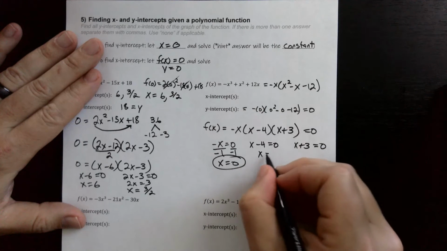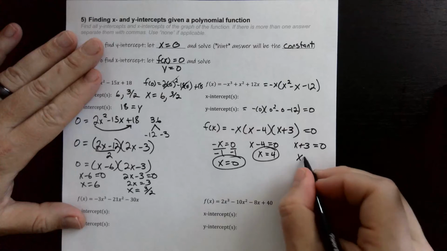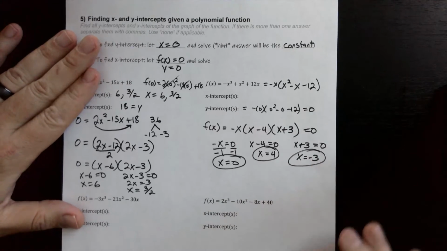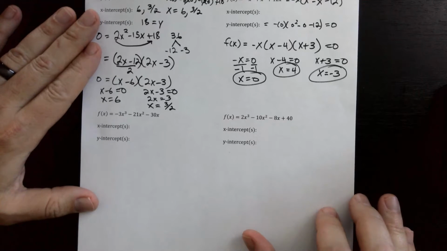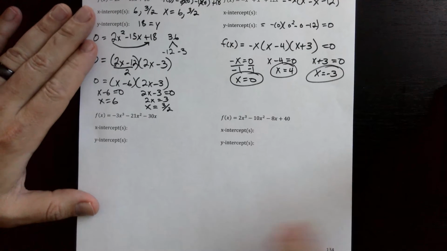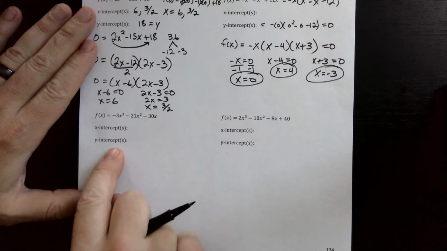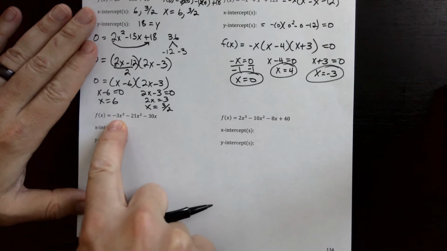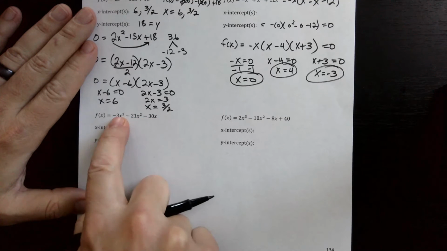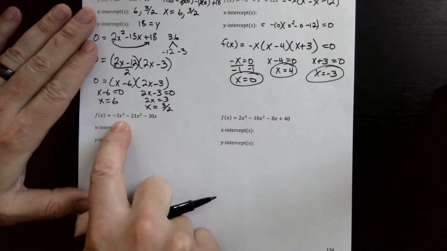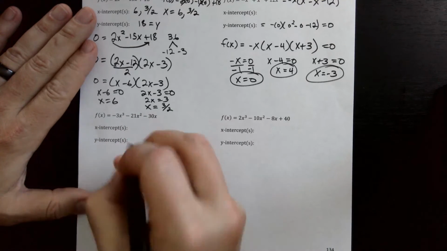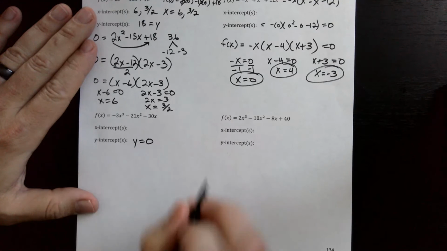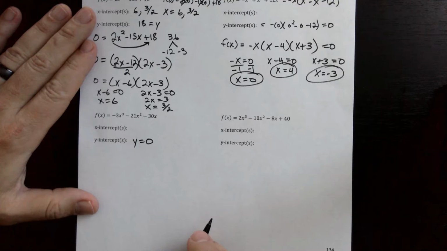This gives you x equals 4, and this gives you x equals negative 3. Okay, let's do these last two. On this one, to find the y-intercept, we could just put a 0 everywhere we see an x, right? And since every term has an x, the whole thing's going to go to 0 if we put a 0 in for x. So our y-intercept is going to be y equals 0. Once we sub in x equals 0, all the terms go away and turn into 0.